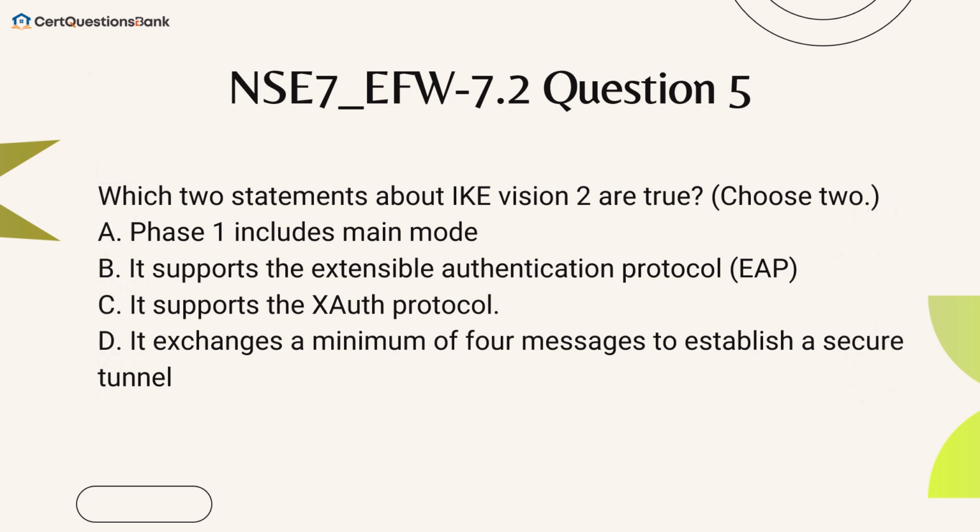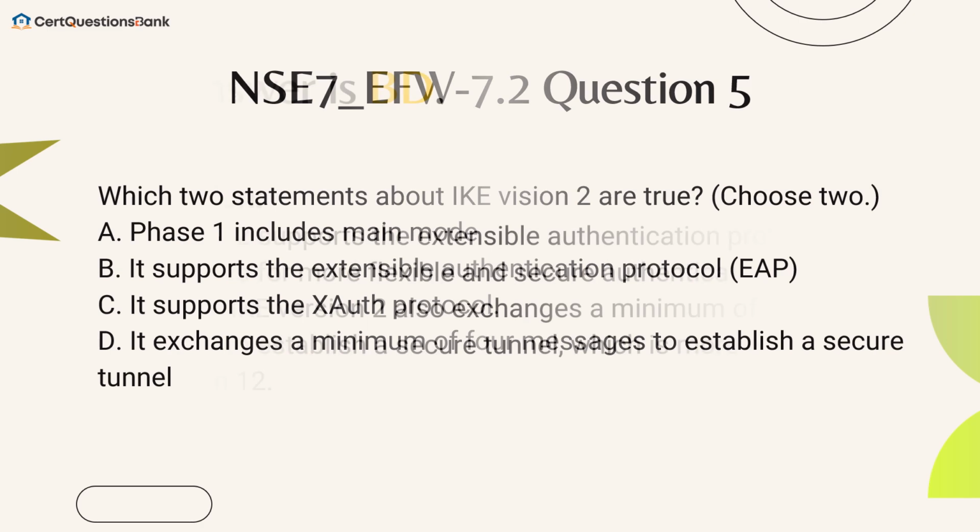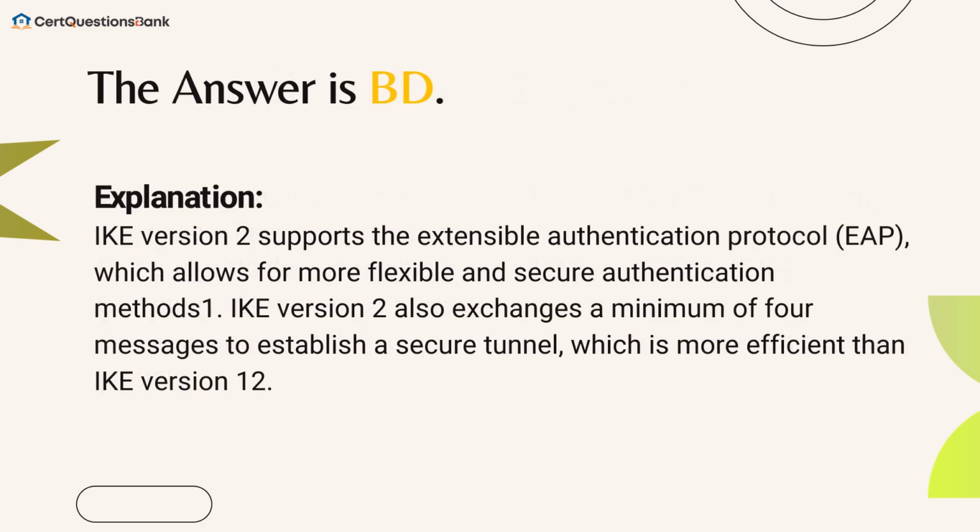Which two statements about IKE version 2 are true? Choose 2. A. Phase 1 includes main mode. B. It supports the Extensible Authentication Protocol, EAP. C. It supports the XAuth protocol. D. It exchanges a minimum of 4 messages to establish a secure tunnel. The answer is BD.